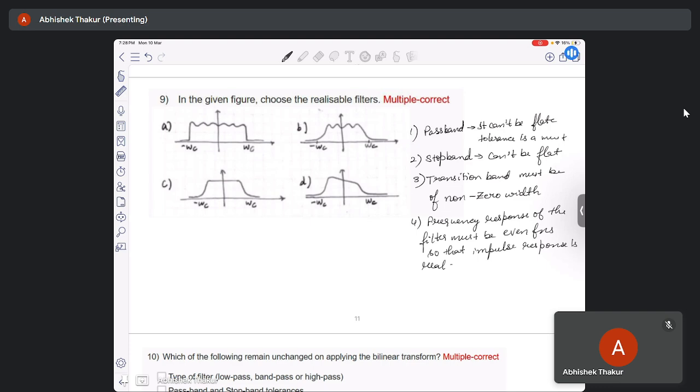So after considering all these points, which option is correct? See, in option A, again the transition band is of non-zero width. So option A is wrong. Coming to option B, it looks correct because the pass band has some tolerance and the transition band is also of non-zero width. So option B is the correct answer.